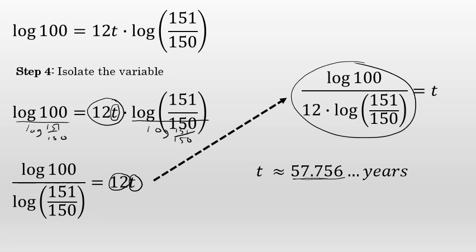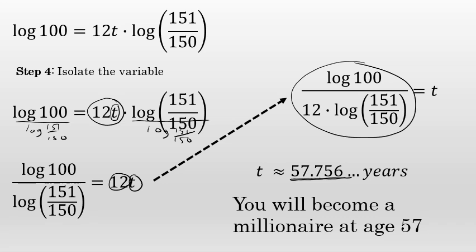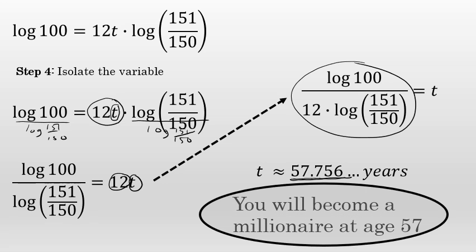Now let's answer the question. The question was, at what age will you be if this investment began on the day of your birth? The $10,000 was invested at 8% compounded annually. On the day of your birth, how old will you be? Well, if 57.756 years has passed since the day of your birth, you'll be between your 57th and your 58th birthday. You will be 57 years old. So, the answer to the question is you will become a millionaire at age 57.